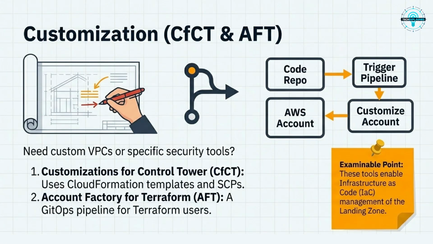Second, Account Factory for Terraform, or AFT. If your team lives in Terraform, AFT is your best friend. It lets you define your account vending process entirely in Terraform, stored in a Git repository, and deployed through a pipeline. Both options give you infrastructure as code capabilities, meaning your entire environment is version-controlled, repeatable, and auditable. This is the enterprise-grade way to manage a Control Tower environment at scale.